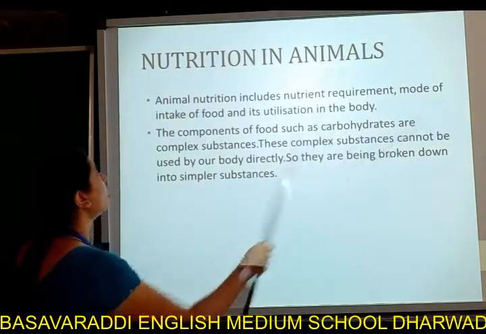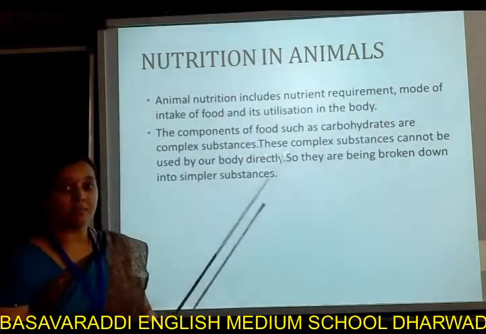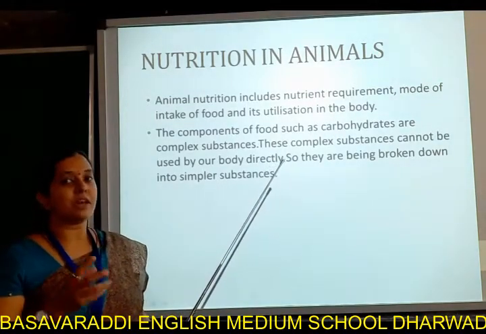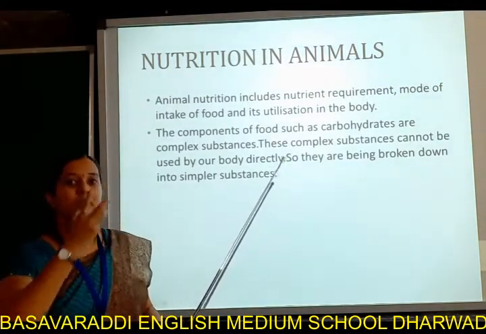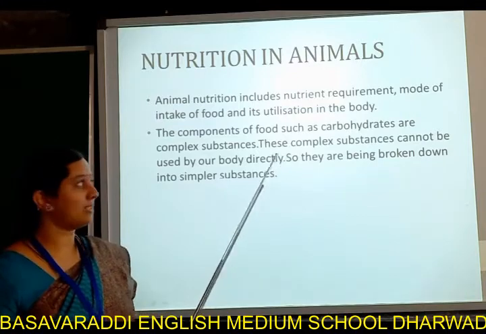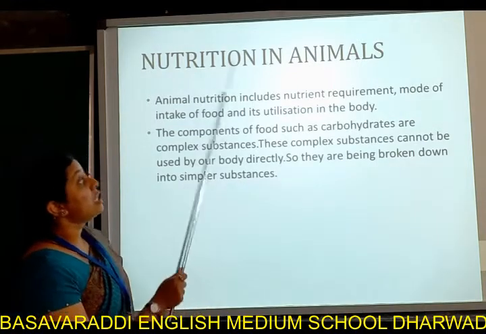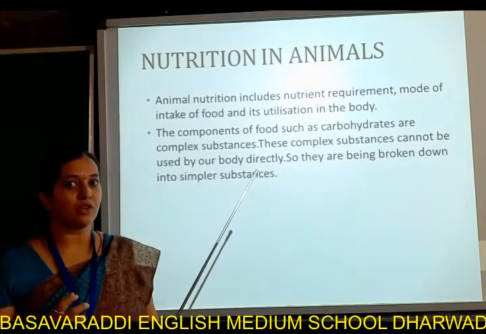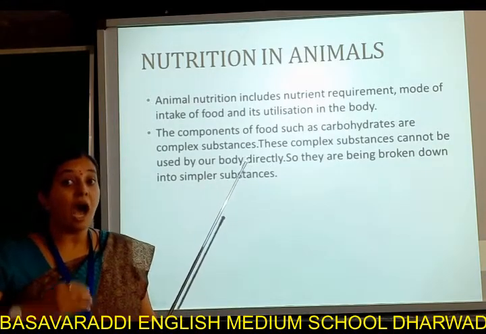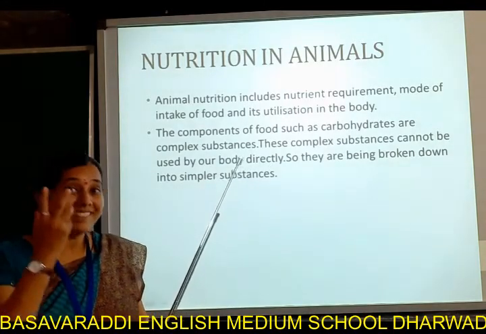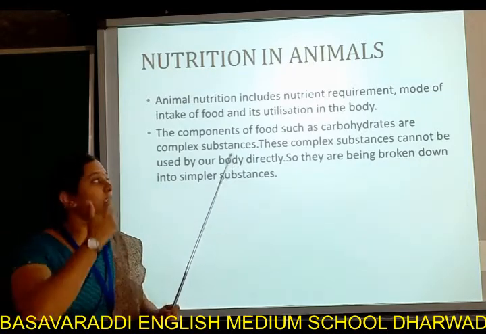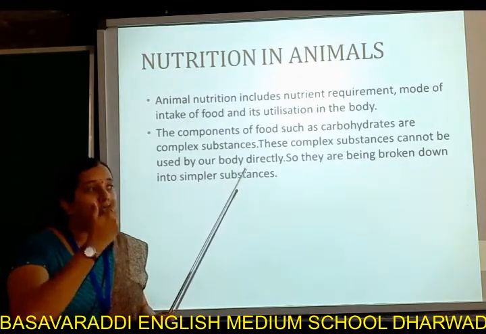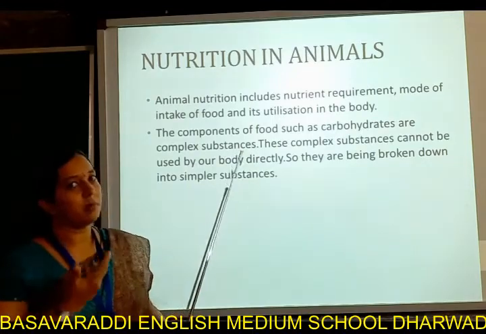Then mode of intake of food. These nutrients are present in the food, so how do we take that food? Even that plays an important role. And its utilization in the body: not just taking the food inside the body, but how to utilize that particular food for the different functions in our body.